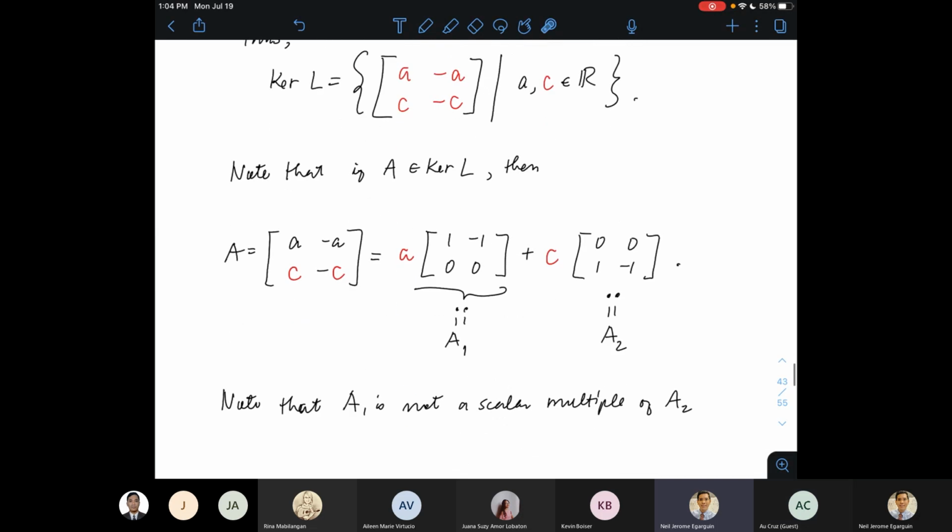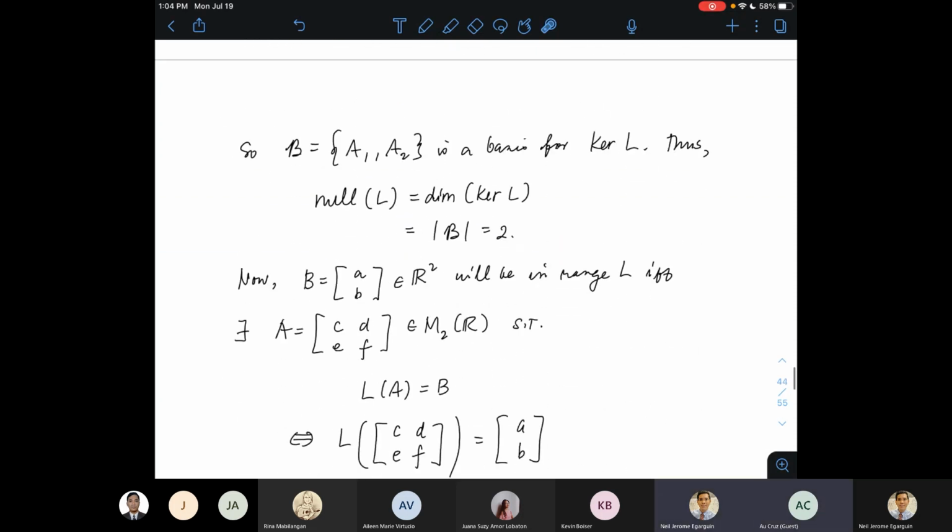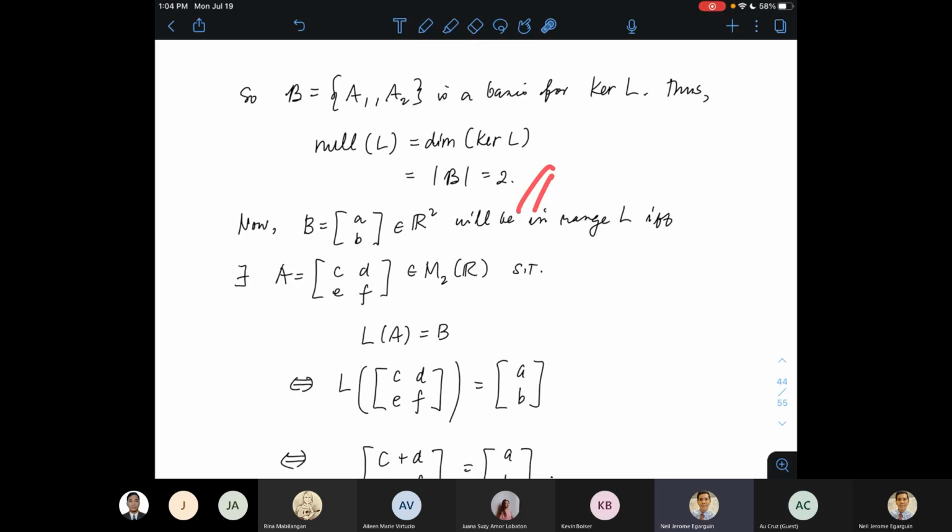And then posibleng, magiging iba ba yung basis? But it doesn't matter kasi kahit ano namang basis, magkakasing dami naman sila ng laman, right? So you can think of other bases aside from A1 and A2. That's fine. Pero the invariance theorem for dimensions will tell us na kahit iba-iba tayo ng basis na makukuha, pare-parehas naman dapat yung dimension, right? Thank you, sir. So, nullity is equal to 2.